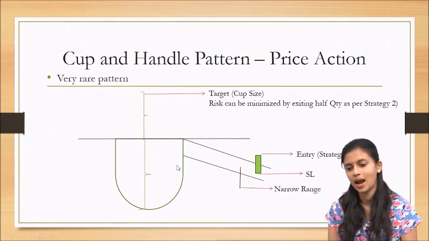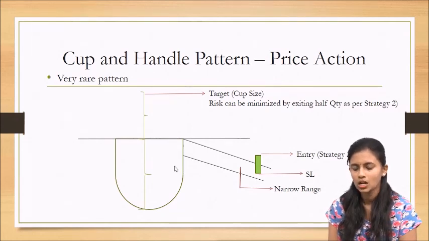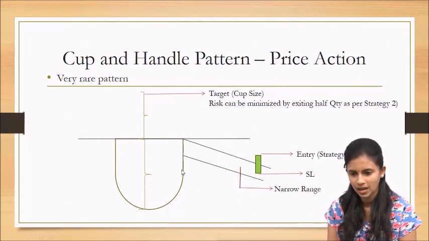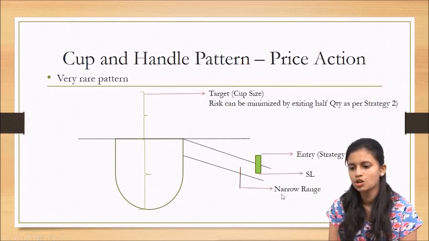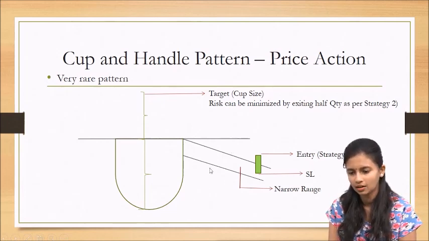Next is cup and handle pattern. This is a comparatively very rare pattern. You cannot find it every time. Okay, so here you'll find a cup like this, then there will be a handle like this. Now this handle should be narrow range. Again, wide range is not considered as a handle. To be a proper handle, it should be narrow range.